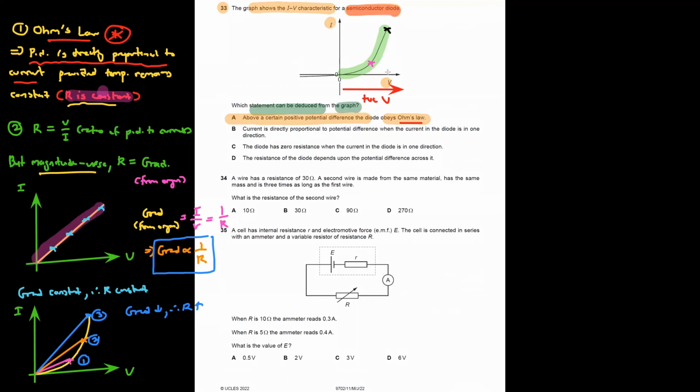You see this one, the pink colored line and the black colored line, you can actually see that in your case, the gradient is actually increasing. Therefore, your resistance is dropping, because the gradient from origin, from an IV graph, is inversely proportional to resistance. Okay, so here, this one is definitely out because R is not constant. If it obeys Ohm's law, it must be constant resistance in the first place.